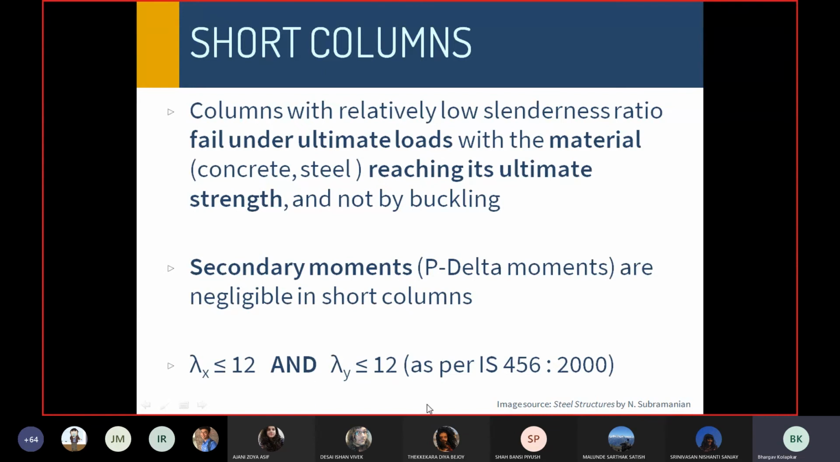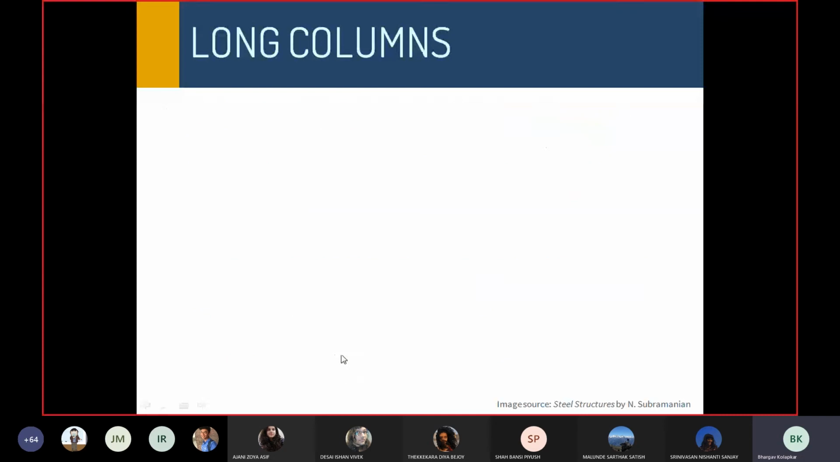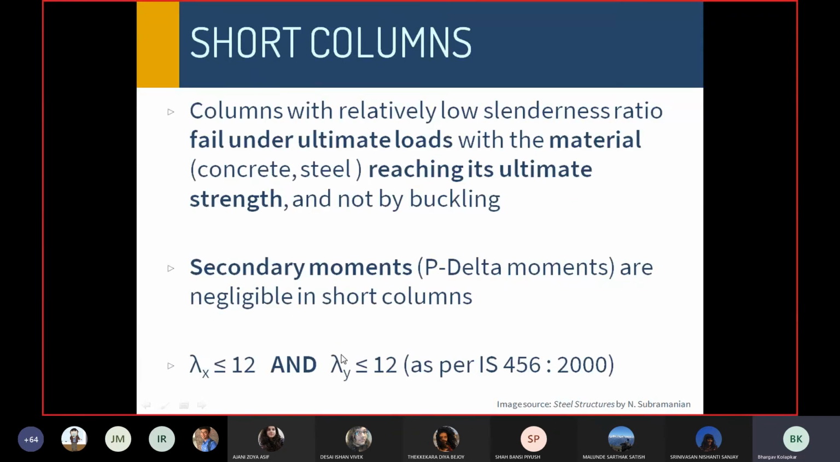Okay. And normally this is the answer that I see the maximum number of times. Whenever it has been asked to differentiate between a short column and a long column, it is straightforwardly written that if the slenderness ratio is less than 12, it is a short column. If the slenderness ratio is more than 12, it is a long column. Factually, it is correct, but in terms of understanding, it is not.